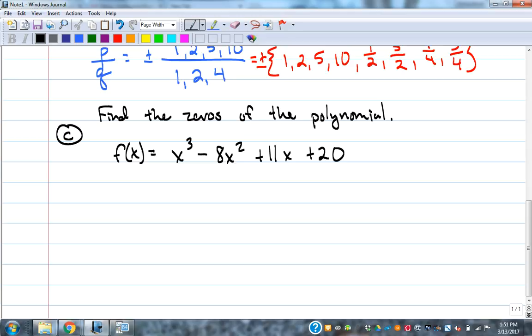Okay. So here's what we need to do. Let's make that P over Q list for this polynomial. That's what I want you to do first. So number one thing to do is P over Q. So we got factors of 20 and factors of what?